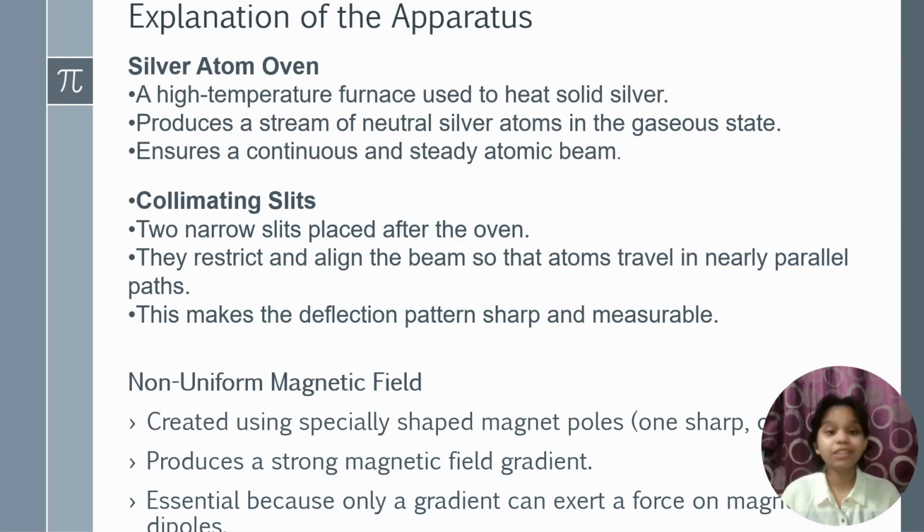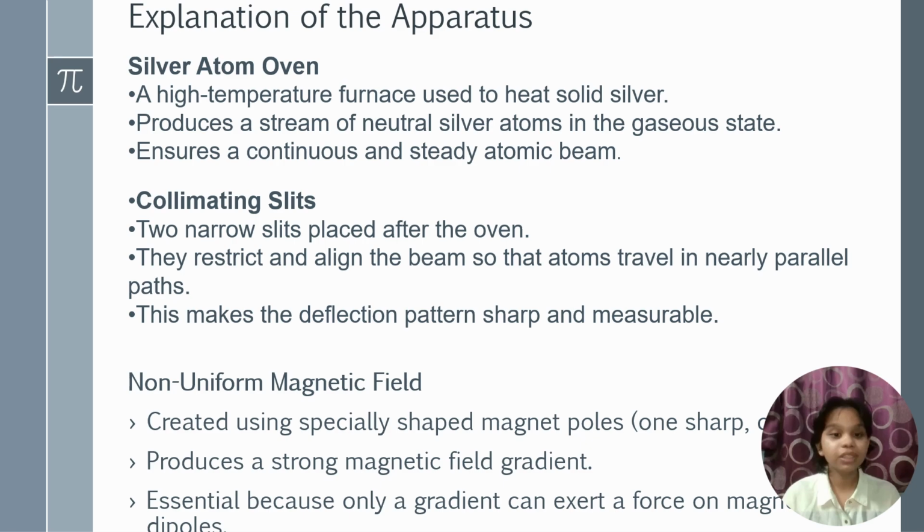So very first, the silver atom oven. It is similar to a furnace and it has silver atoms inside it, which are heated to an extent that they become vaporized. When vaporized, they pass from the oven in the form of a continuous and steady atomic beam. When it passes from the oven as a steady atomic beam, it passes through the collimating slits.